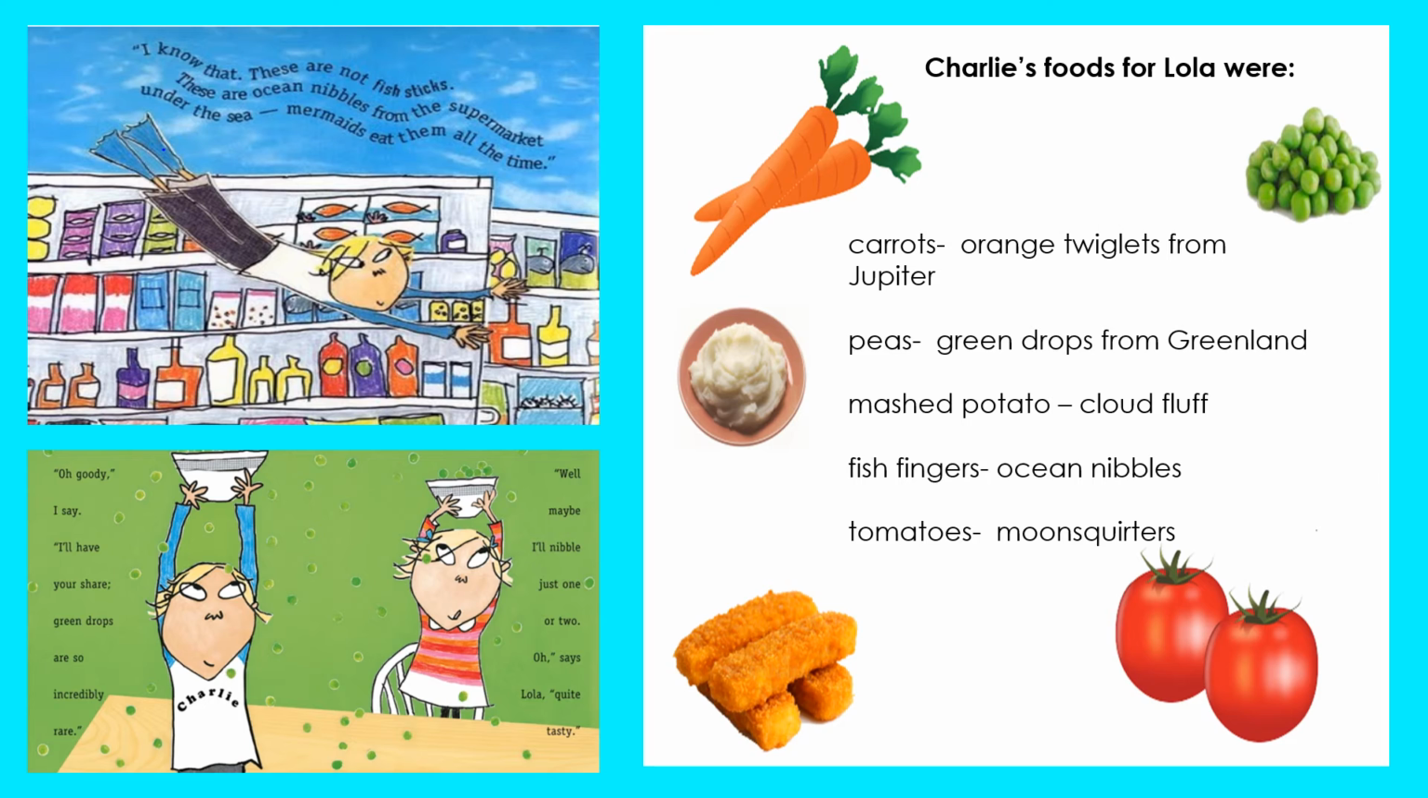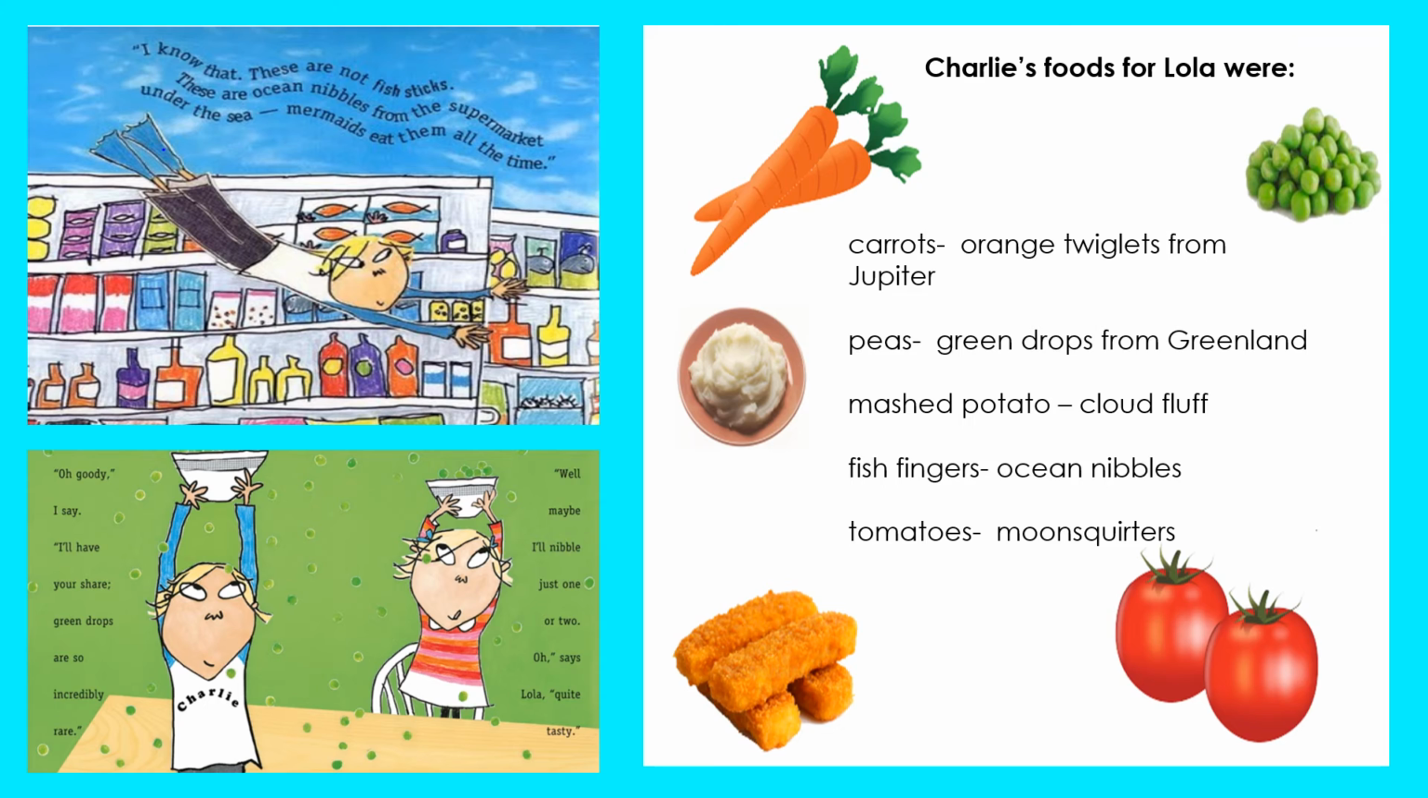The other one I really liked was the way he described peas. He said they were green drops that dropped from the sky from Greenland. But these weren't ordinary green drops. Oh no, they were incredibly rare. Wouldn't you like to eat something incredibly rare? Sounds really special. Can you remember all the other foods that Charlie made up in the story?